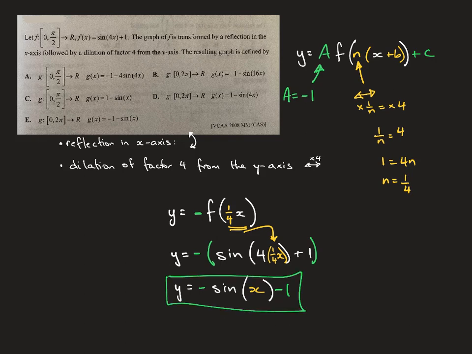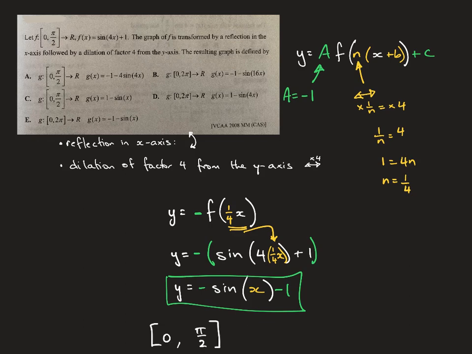Now you'll notice that the answers themselves also have domains in them, and the domains are different. And so because we have changed our values for x, we did this dilation of a factor 4 from the y-axis. That changes the x values. Our initial flip doesn't change the x values at all, so our domain would stay the same, but this definitely does. And so we need to do this dilation by a factor of 4 to our domain as well.